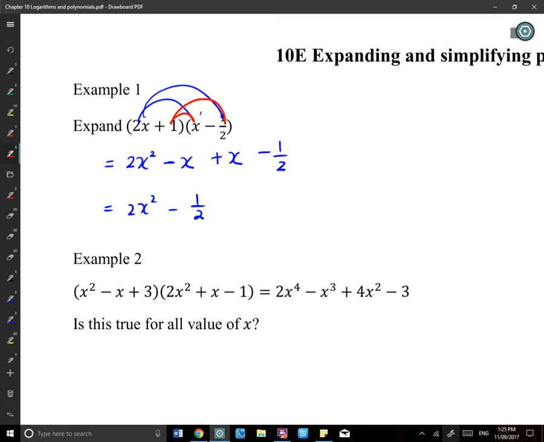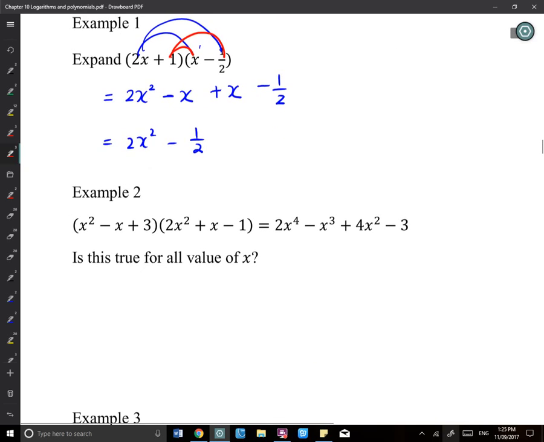Okay, example 2. For example 2, I'm asking, is that true for all the values of x of this expression? Anytime you are asked whether something is true or not, you need to think about both sides of the equation, but you are not operating on them together at the same time. You don't know whether this is a true statement or not, so you can't keep the equal sign there. So I will talk about left hand side and then I will talk about the right hand side.